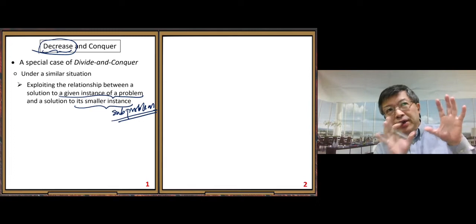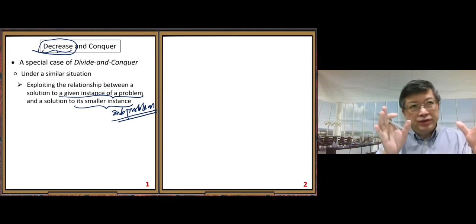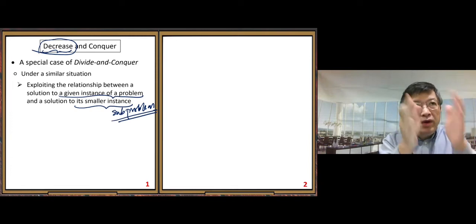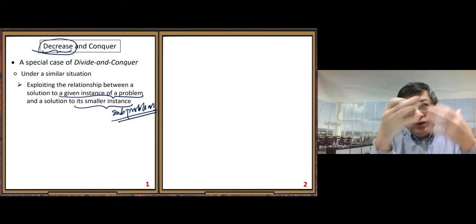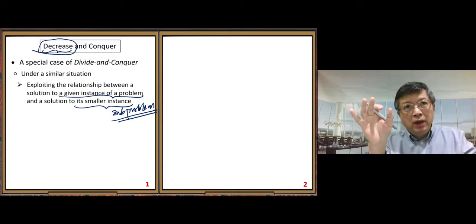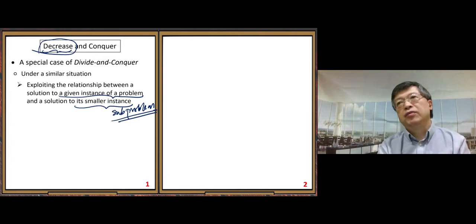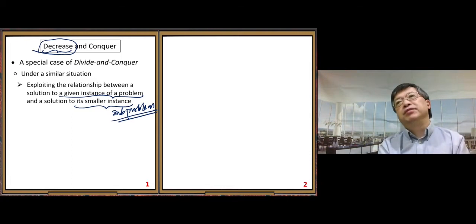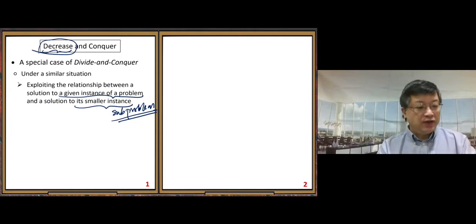Here we want to connect these two problems, two different instances, two problems of different sizes. There is a gap. We want to bridge that gap, so we need to do some work to bridge it. After we bridge the gap, we usually get a recurrence relation. Then we solve that recurrence relation, so then we solve the problem. That's the typical procedure.